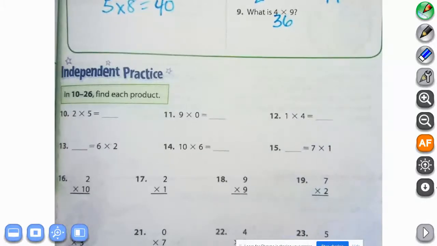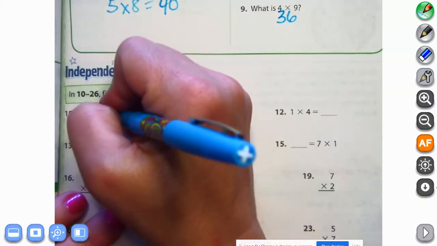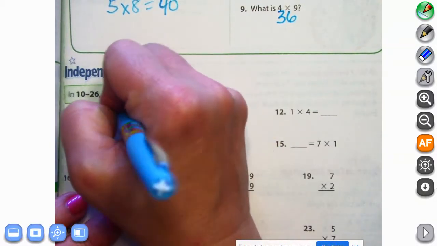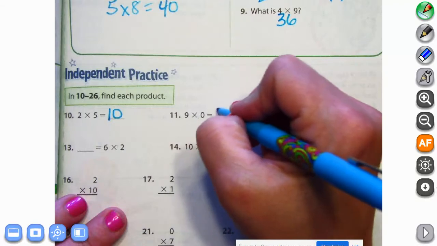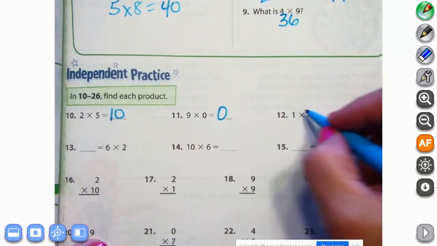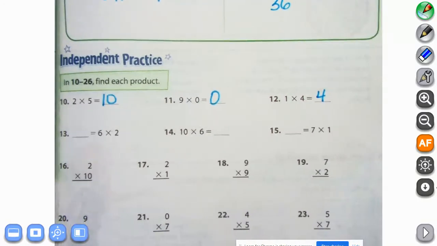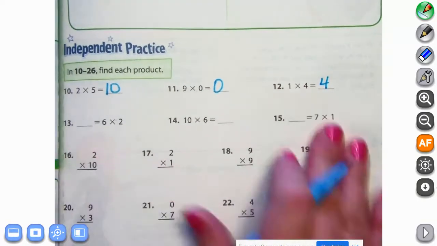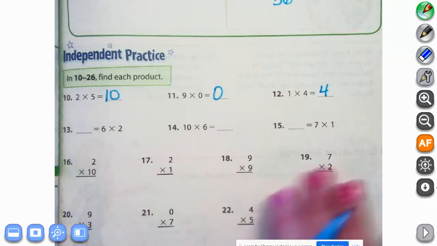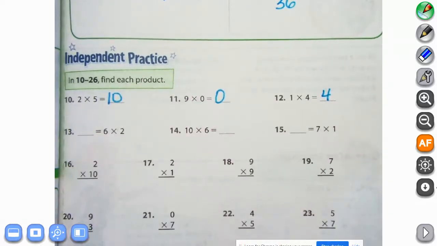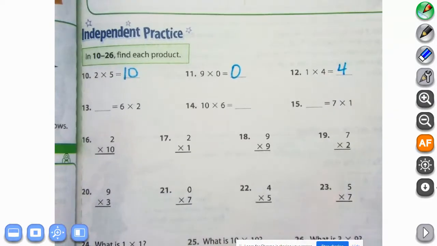All right, number 10. 10 through 26, find the product. So we're just going to be multiplying. 2 times 5, 2, 4, 6, 8, 10. 9 times 0, 0. 1 times 4, 4. I'm going to give you a few minutes to work on these, and then we're going to answer them together. So go ahead and start answering those.